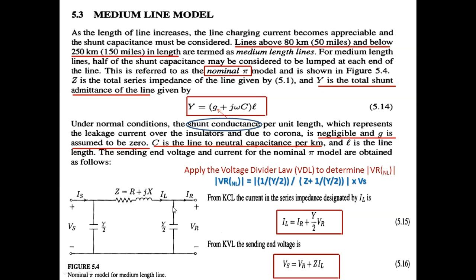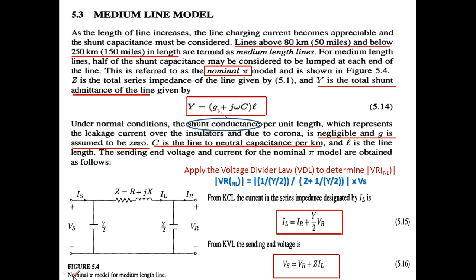line length. So here we can see that if we want to calculate the voltage at no load at the receiving end, we can apply the voltage divider law. So it is the impedance at the receiving end divided by the sum Z plus this impedance, times Vs. It will give us the voltage at the receiving end at no load.